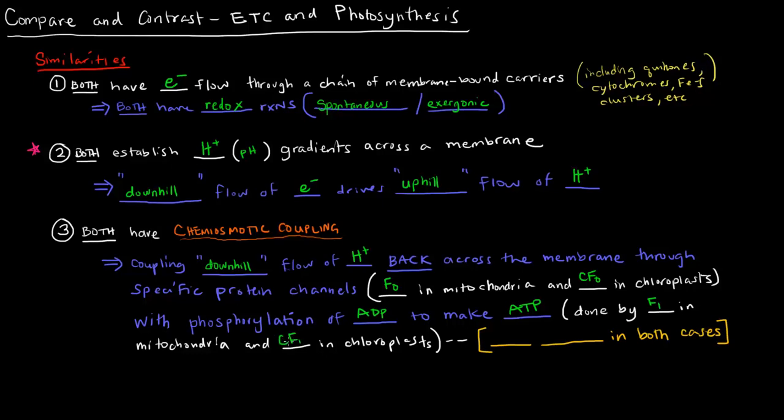CF1 subunit in chloroplasts. In both cases, we're talking about ATP synthase, right? Those subunits are part of the ATP synthase enzyme, which actually makes the ATPs. So they both have this chemiosmotic coupling. They both use the spontaneous flow of protons back down their gradients to power the production of ATP.